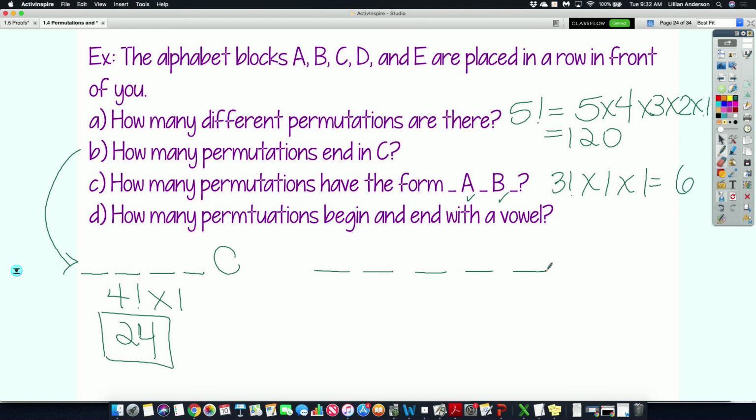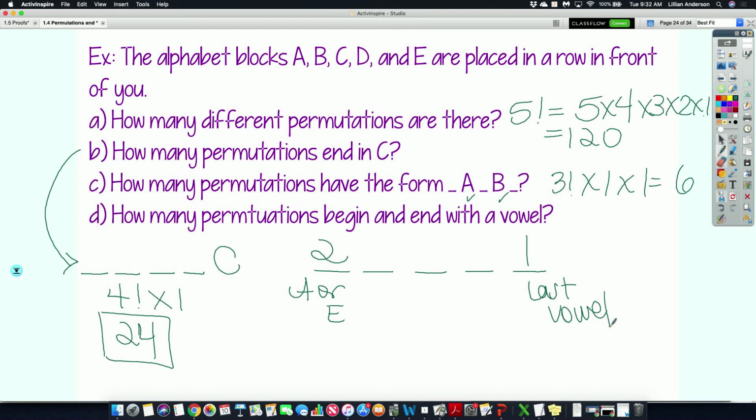What are my vowels out of my blocks? A and E. So in the first block, it has to be A or E for that first spot, which is 2 different ways, okay? And then the last one has to be one of the other ones, whatever is that last vowel that wasn't chosen the first time.